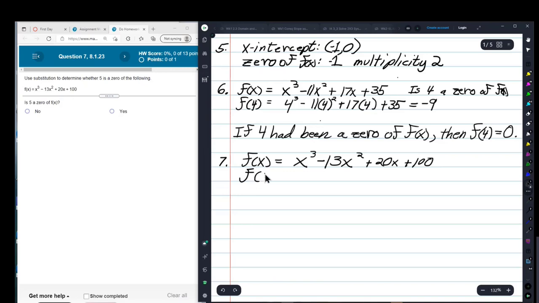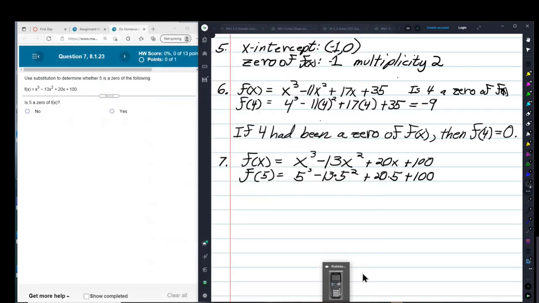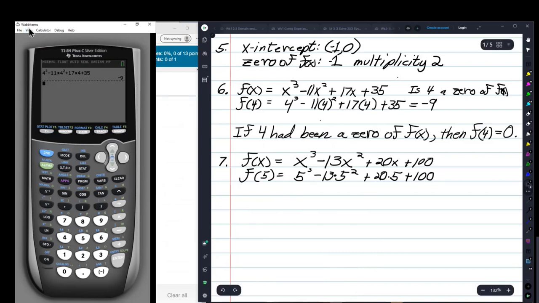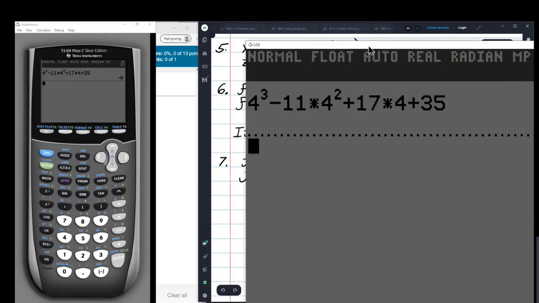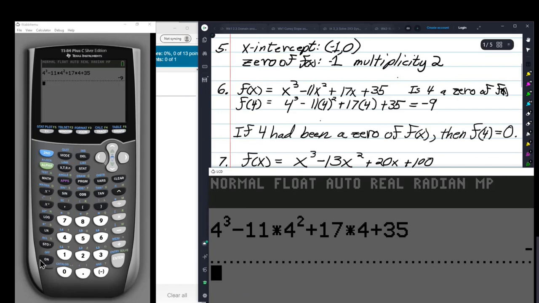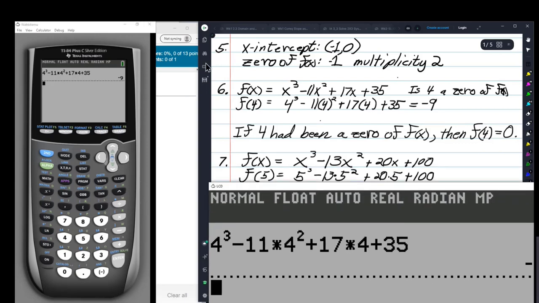And f of 5, since that's what they're asking about, is 5 to the third power minus 13 times 5 squared plus 20 times 5 plus 100. And get the calculator up. Get the calculator. There it is. Okay, clear.